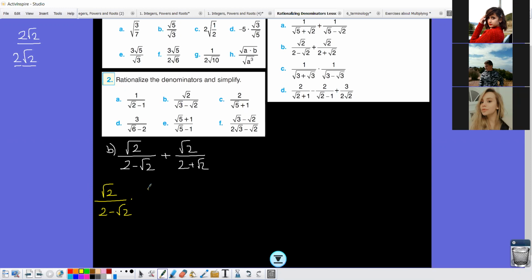With 2 plus root 2. 2 plus root 2 over 2 plus root 2 it will be. Then I have root 2 times 2, which is 2 root 2, plus root 2 times root 2, which will be 2 itself, yes? Over, we have here 2 minus root 2 times 2 plus root 2.